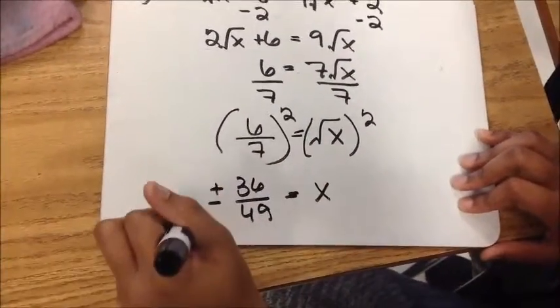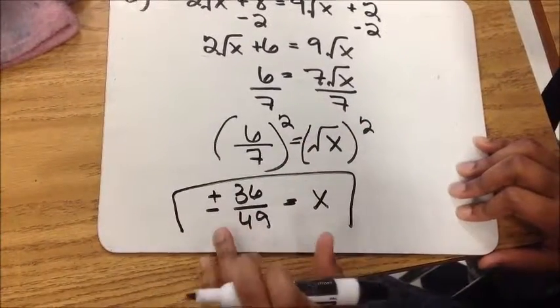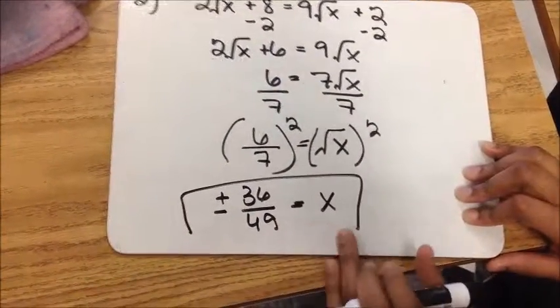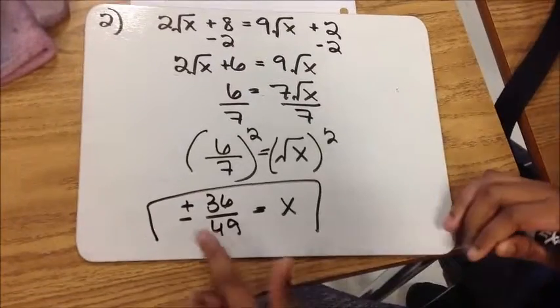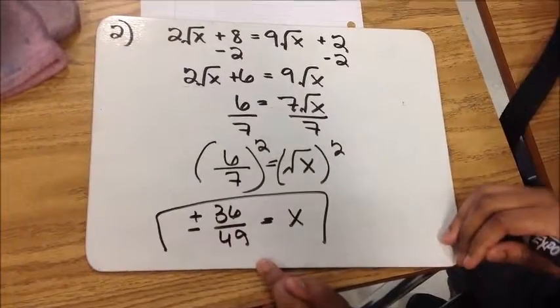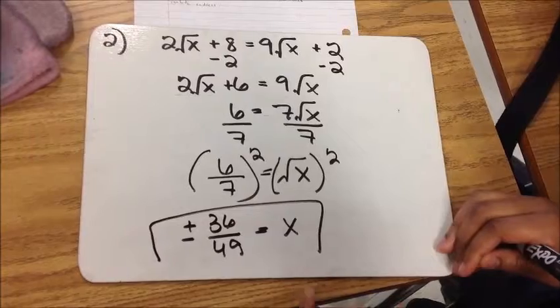Your final answer? Plus or minus 36 over 49 equals x. Now the negative 36 over 49 is extraneous because you cannot have a negative underneath the radical.